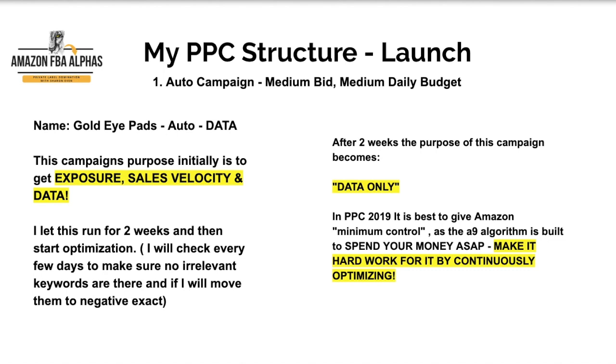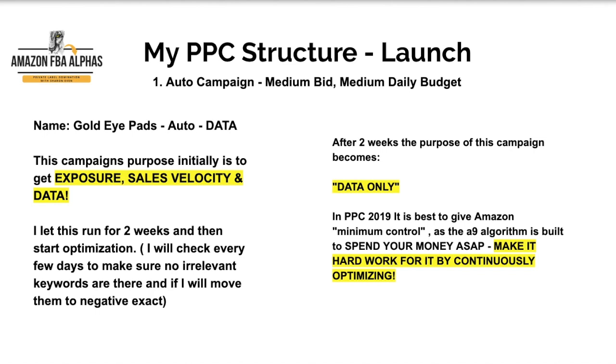I will let this run for 2 weeks, and then I'll start optimization. I will check every few days to make sure no irrelevant keywords are there, and if there are, I'll remove them by adding them as a negative exact, because remember, in auto, you're not targeting specific keywords.